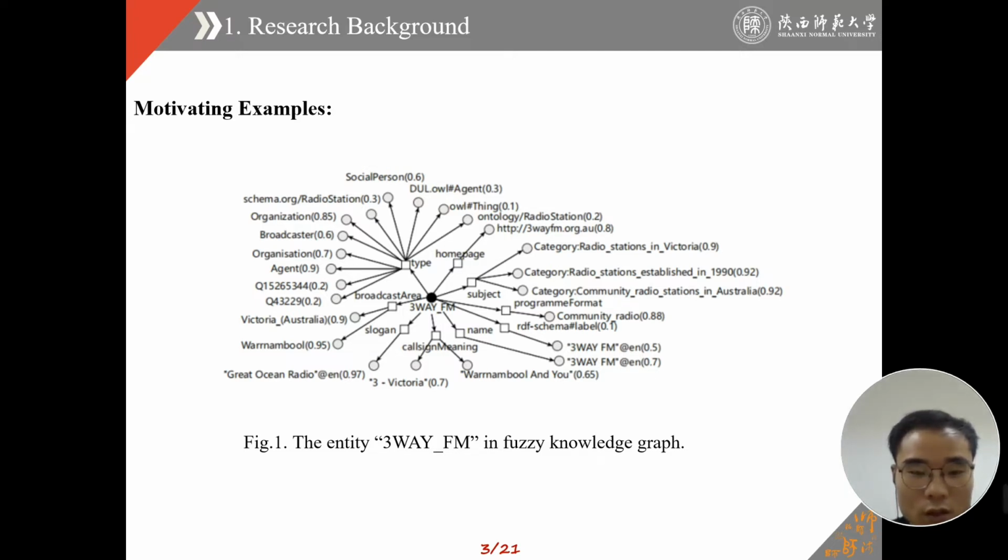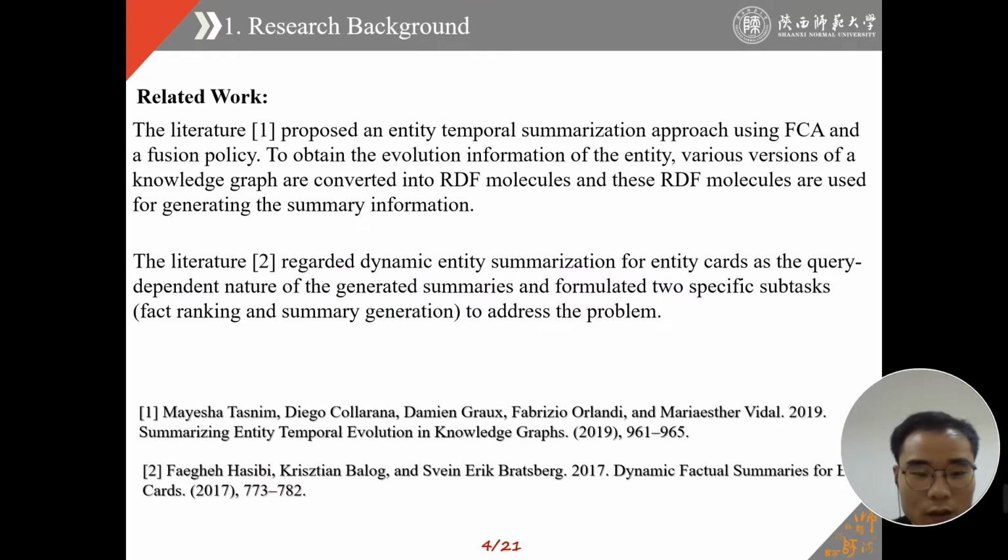However, considering an entity with extensive information in a fuzzy knowledge graph, users are often confused. Thus, it's essential to remove redundant information and provide a summary of the entity. There is some literature that focuses on dynamic entity summarization.